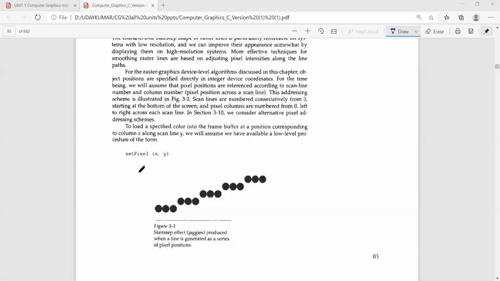To overcome that, eliminating the jaggies entirely is not possible. So we have to decrease the jaggies, the staircase effect, as much as possible by using accurate algorithms.